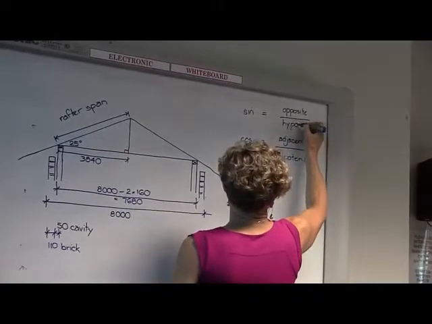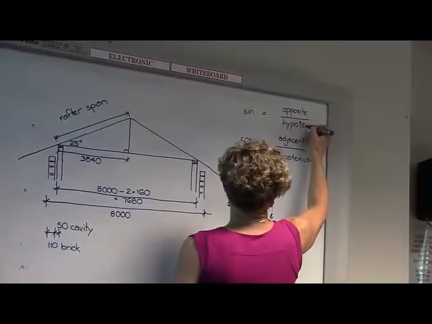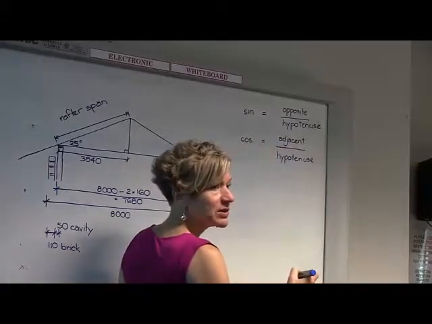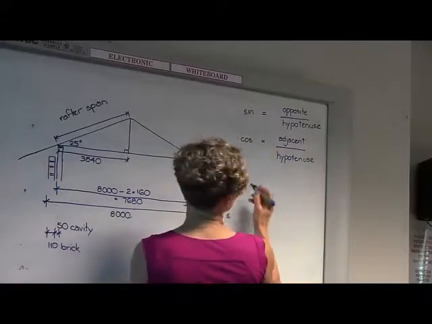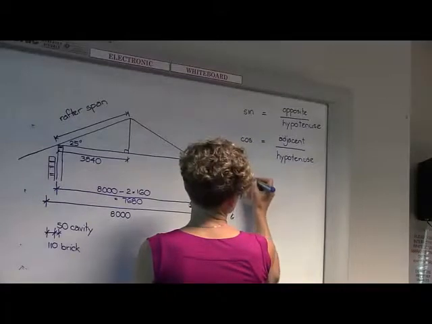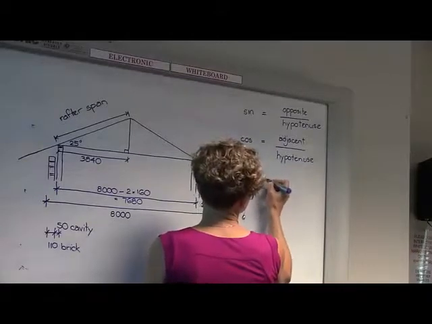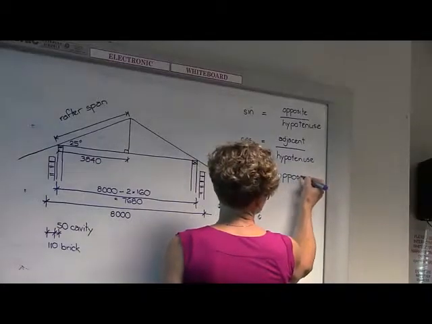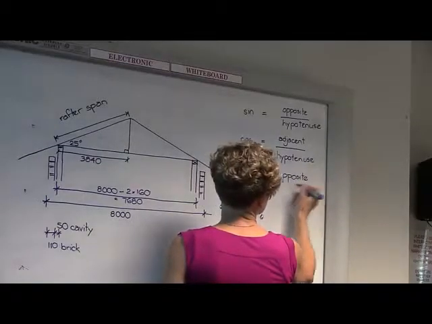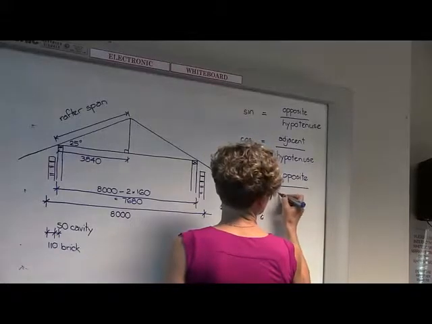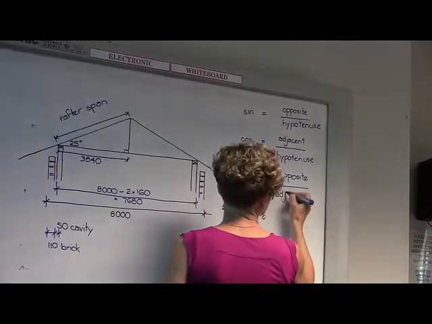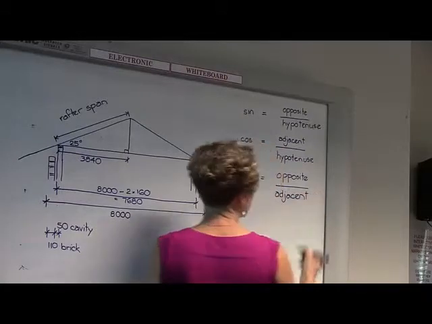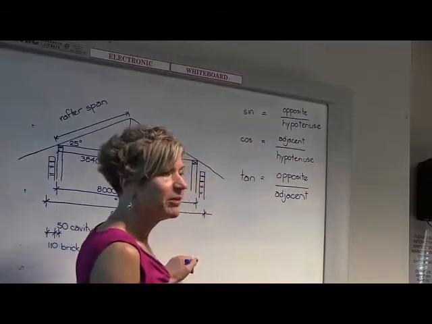So you might need any one of these relationships in doing these preliminary calcs. Tan is the last one, opposite over adjacent. And there's a little rule about how to remember, a mnemonic, for remembering that.